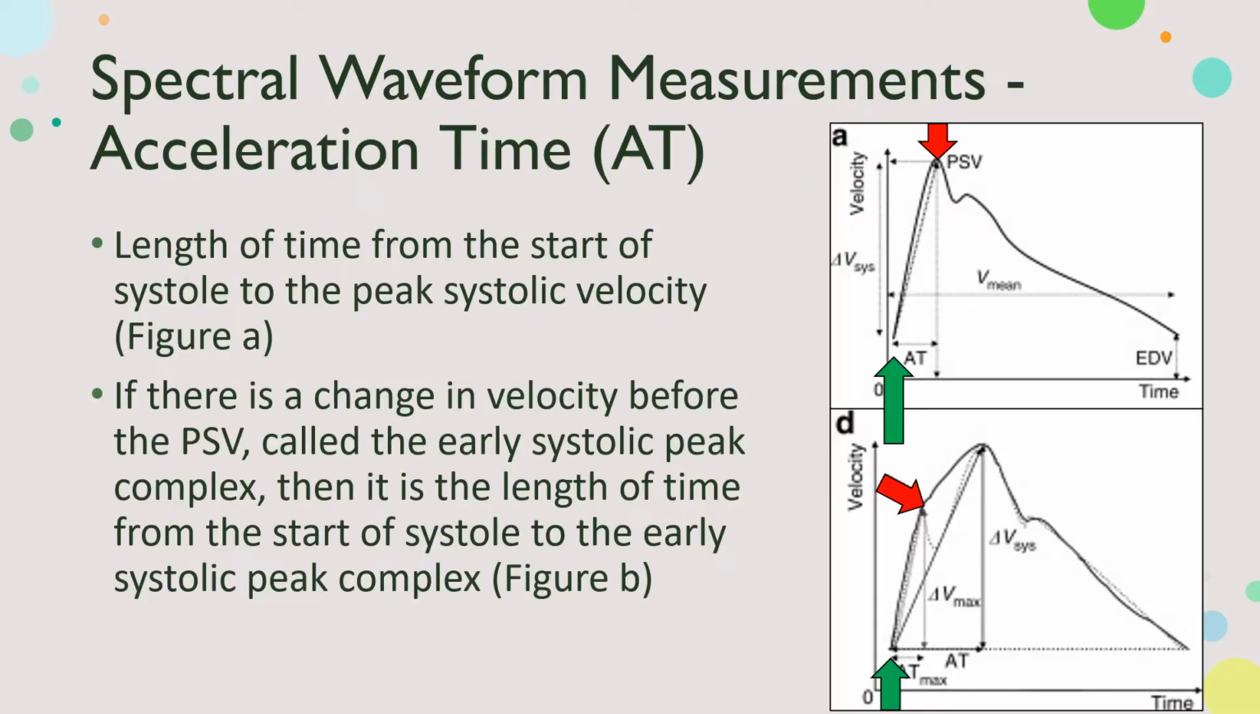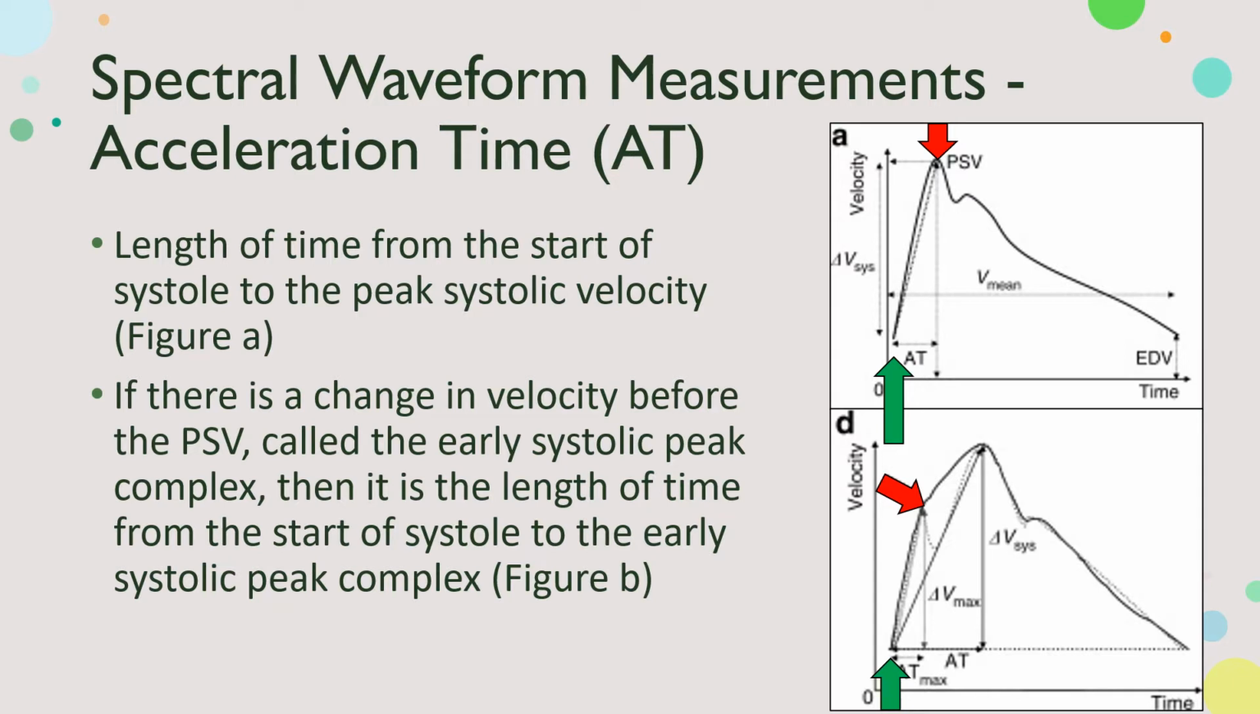So I'm going to start with acceleration time. This is the time it takes from the start of systole to generally the peak systolic velocity. In that top image, you can see where the green arrow is. That's the start of systole. So it's the time it takes to get from the green arrow to the red arrow.